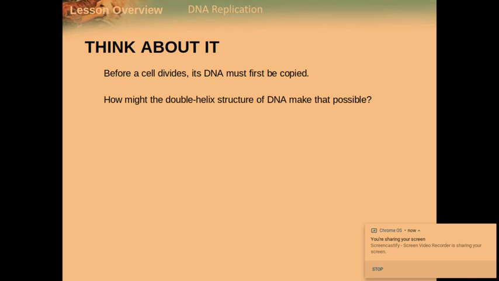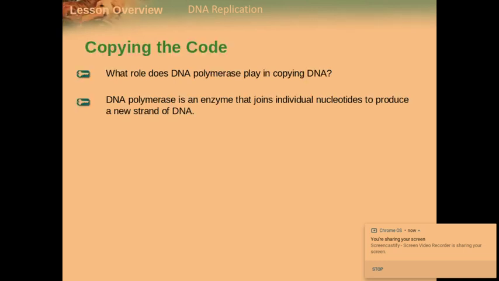So right now we're going to talk about DNA replication. In the think about it slide here, it says before a cell divides, its DNA must be copied. How might the double helix structure of DNA make that possible? Now, you guys have done the gizmo, so you should have some idea of how this is going to work. So, what role does DNA polymerase play in copying the DNA? That's one of the questions here. DNA polymerase is an enzyme that joins individual nucleotides to produce a new strand of DNA.